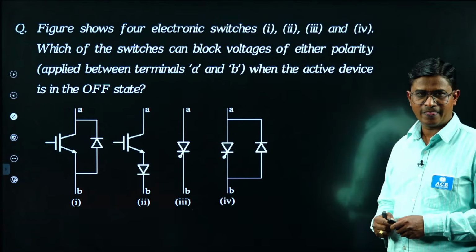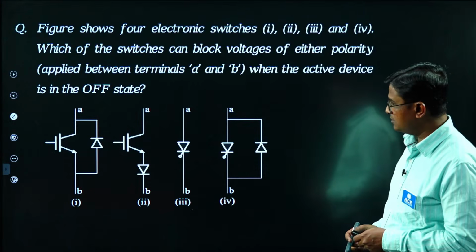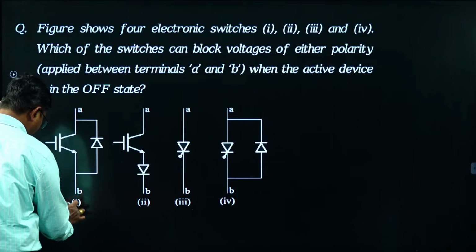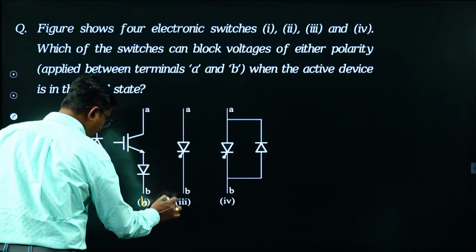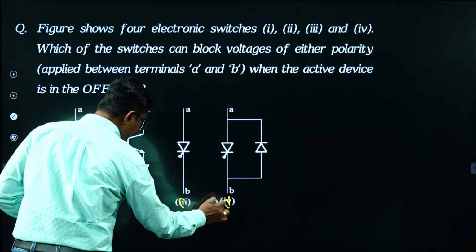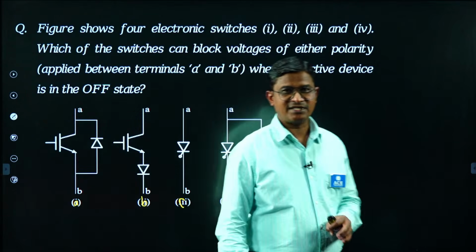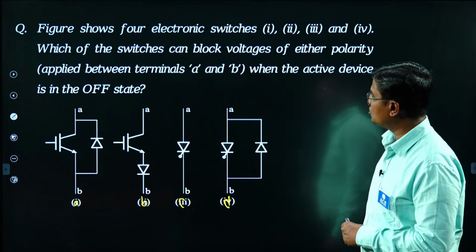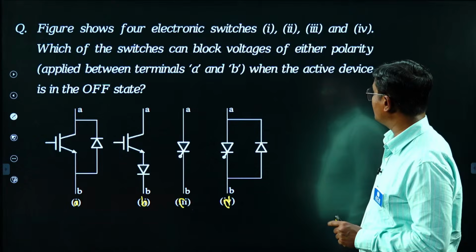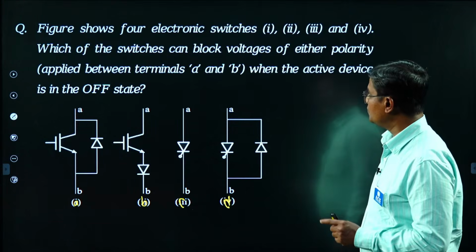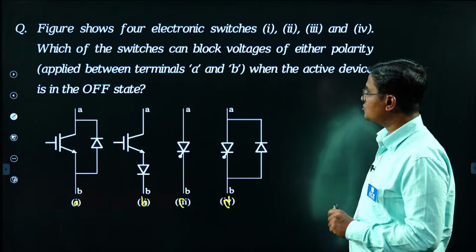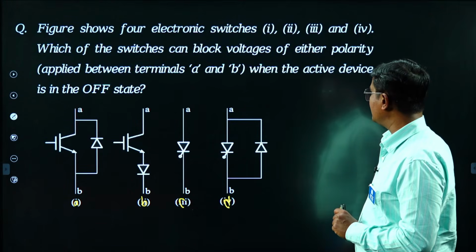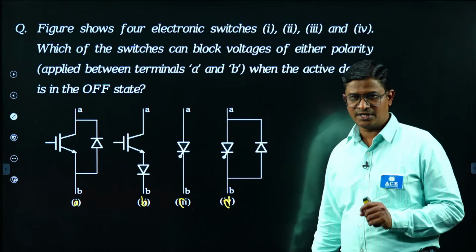Consider these options, instead of 1, 2, 3, 4, as A, B, C, D. So this question is now a multiple select question. Figure shows 4 electronic switches 1, 2, 3 and 4. Which of the switches can block voltages of either polarity applied between terminals A and B when the active device is in the off state?